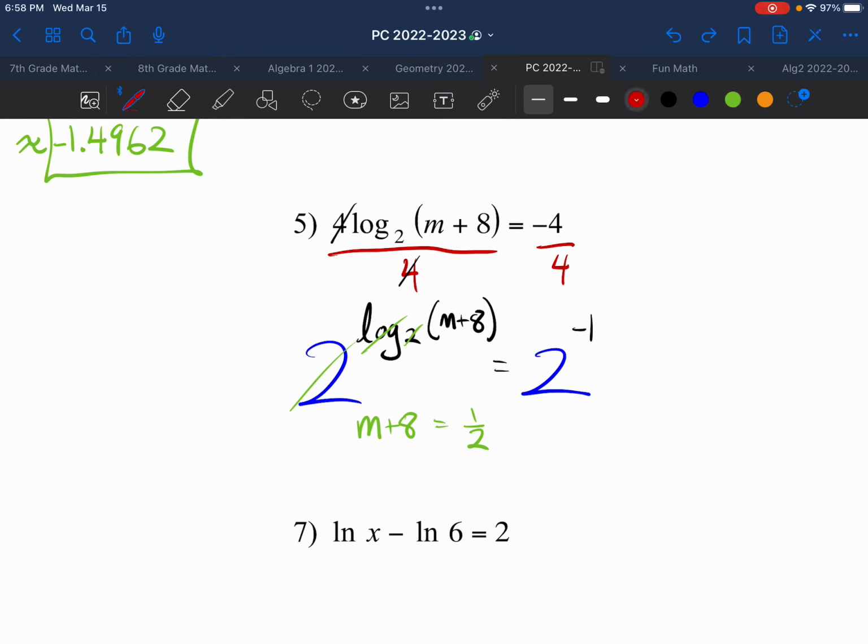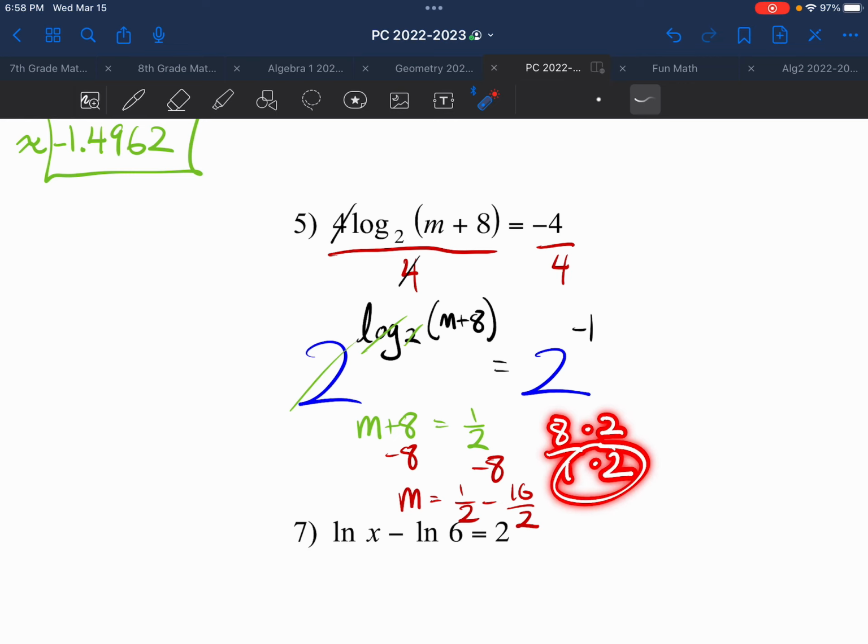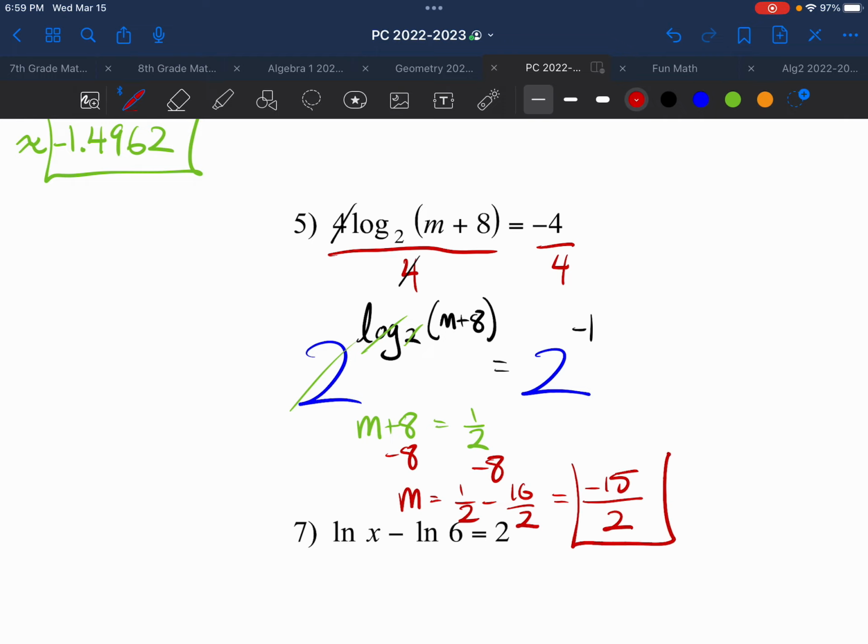So very simply, minus 8, and I now say m is equal to 1/2 minus 8, but instead of 8, I'm going to say minus 16 over 2, because I want to have common denominators, so they both are divided by 2. Essentially, I had 8 over 1, I multiplied by 2, so I got 2 in the bottom, 16 in the top. And I'm going to subtract the tops. 1 minus 16 is 15, so this is going to be negative 15, and the bottom stays the same, negative 15 halves.